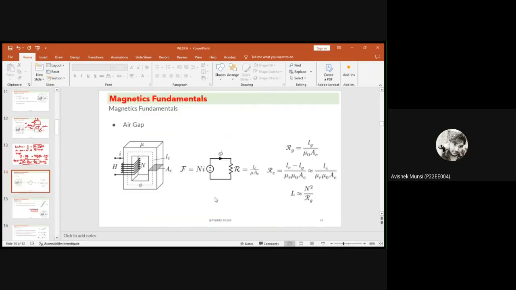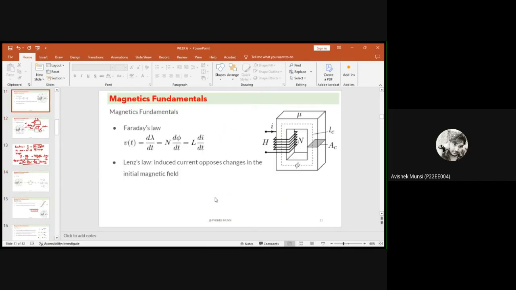And next is Faraday's law. As electrical engineers we all know that whenever there is a change in your flux, that will create an EMF. That is Faraday's law. And if you include Lenz's law, we said that the induced current produces magnetic fields which tend to oppose the change in the magnetic flux that induces such currents. So basically, the induced current opposes changes in the initial magnetic field.